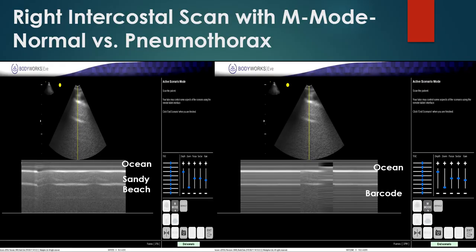And this is two scans. The patient on the left, this is a two-dimensional image of somebody that's normal, and you've got that same ocean, pleural line, and sandy beach or visceral pleura. Over here on the right side, you've got a different scan. You've got the 2D image, but you've got ocean, you've got the waterline, and then you've got barcode, because none of this is moving, so it's all pretty much just a solid line. And this is pretty definitive for making a diagnosis of pneumothorax.